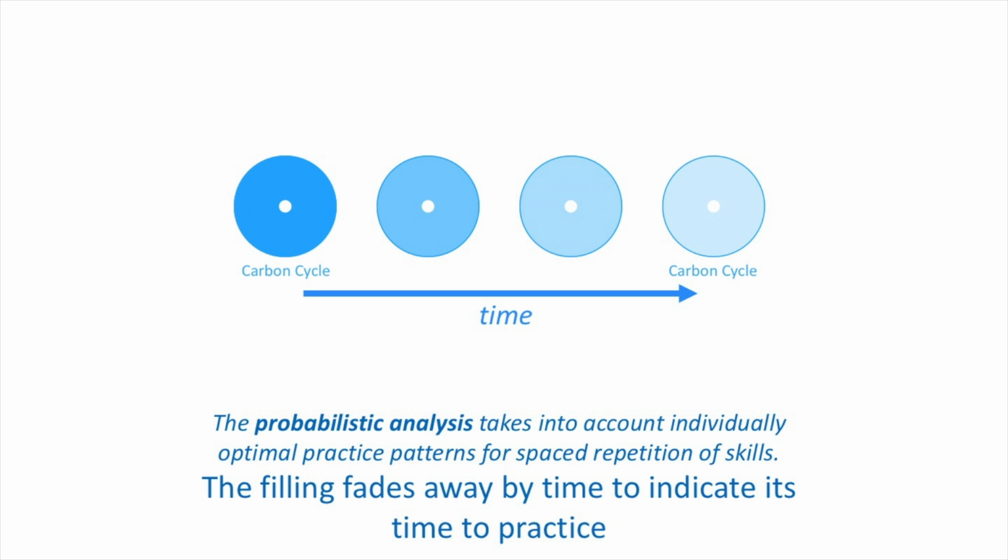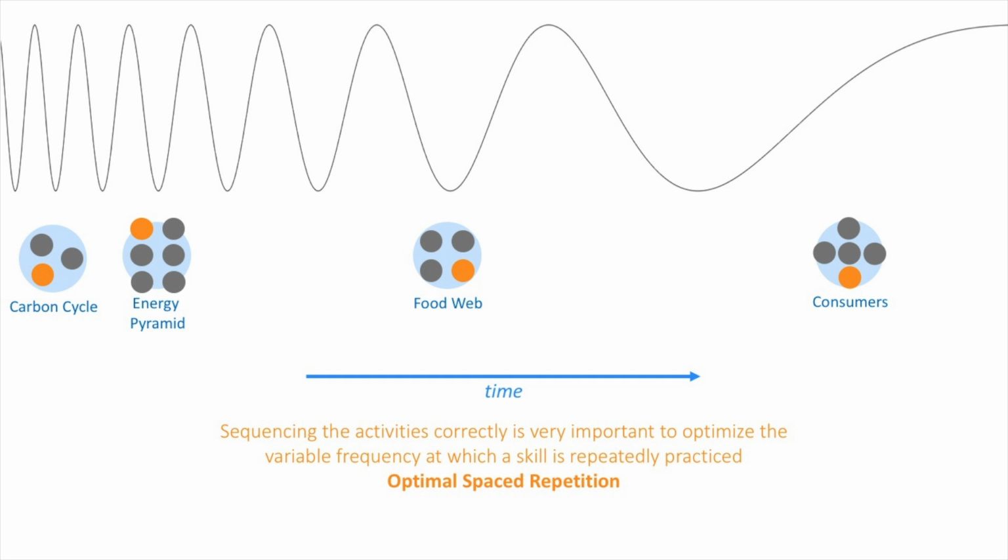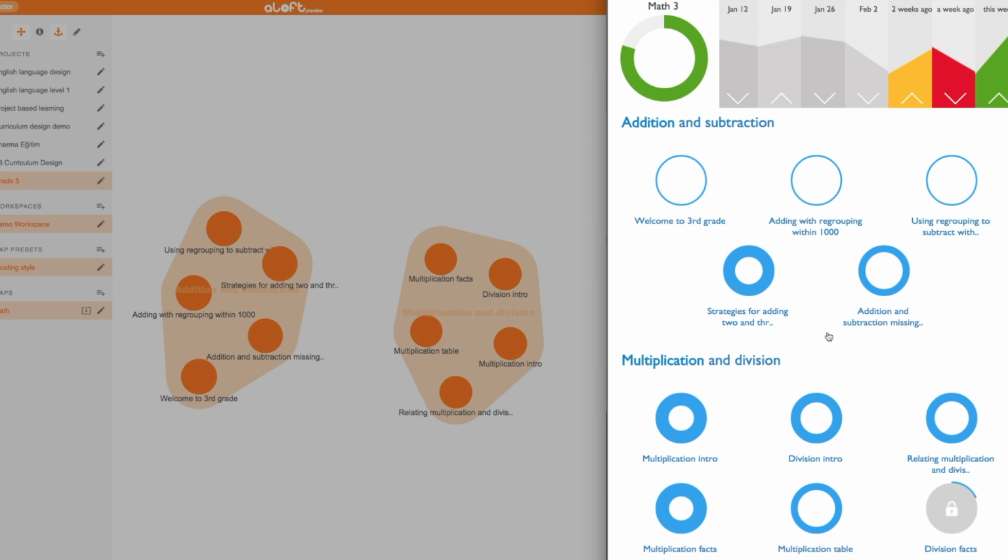The circles fade using research-proven scientific analytics to encourage optimal spaced repetition. Too much repetition is a waste of time and results in boredom, while too little repetition results in short-term proficiency that disappears soon after the exams. Optimal spaced repetition ensures that the report card is live and indicative of when is the best time for practice.